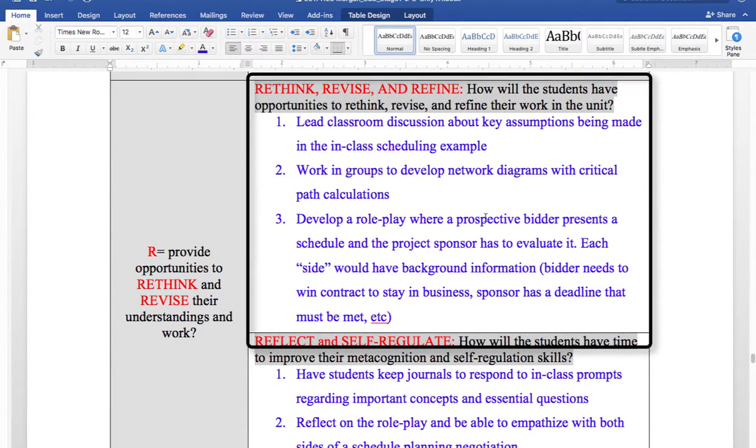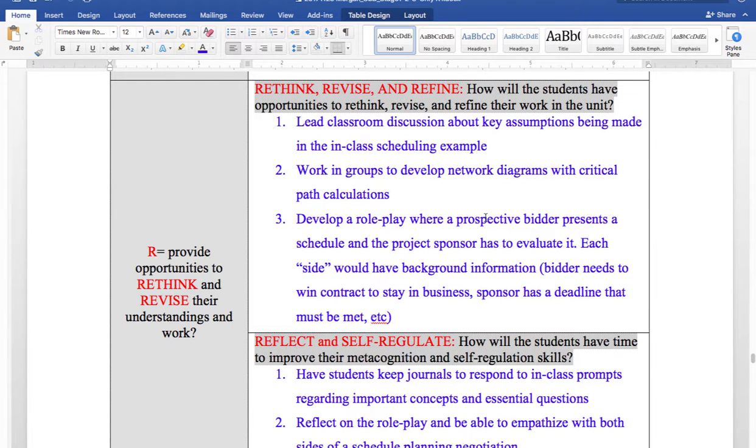For the R: opportunities to rethink, revise, and refine. How will students have opportunities to rethink, revise, and refine their work? There will be ongoing discussions about assumptions being made at every decision point. Students would work in groups to develop their own network diagrams and critical path calculations.